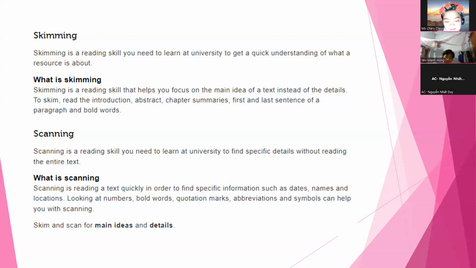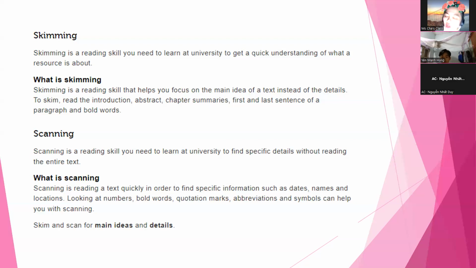In skimming, we read very quickly to understand what a resource is about. In scanning, it is reading to find specific details without reading the entire text.